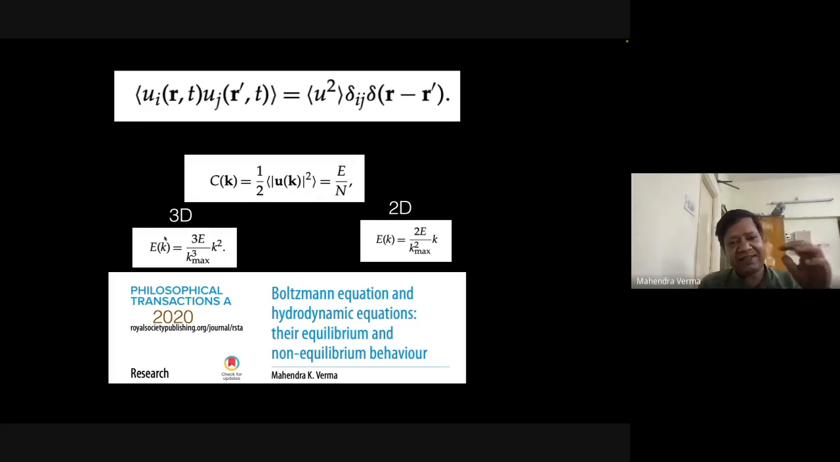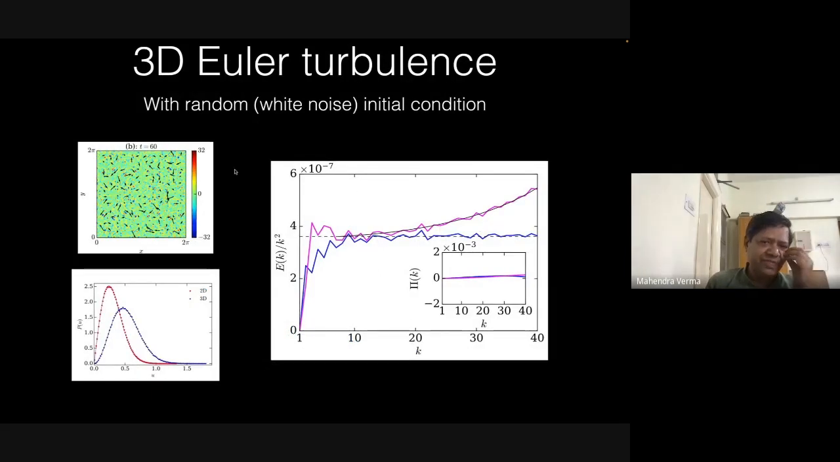The energy in a shell. Okay, so energy in a shell is proportional to k squared in 3D, and it is proportional to k in 2D. Now let's see whether we get this in a simulation.